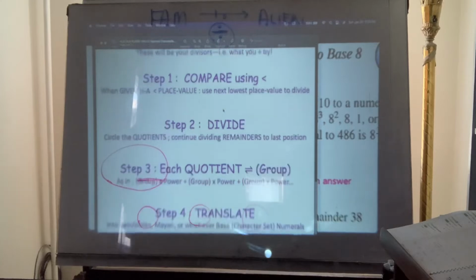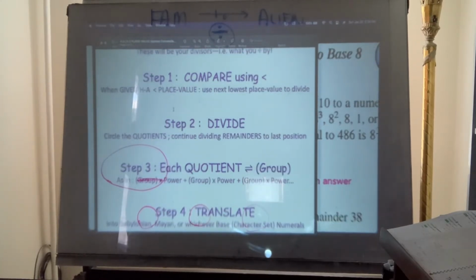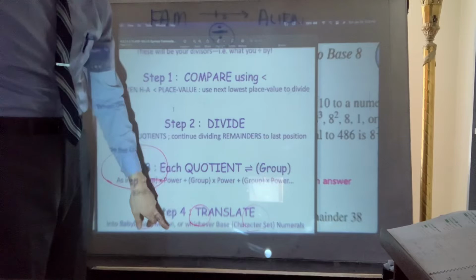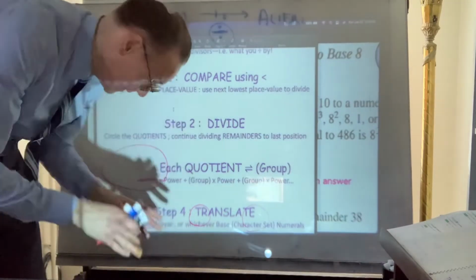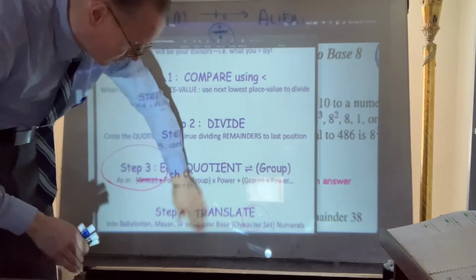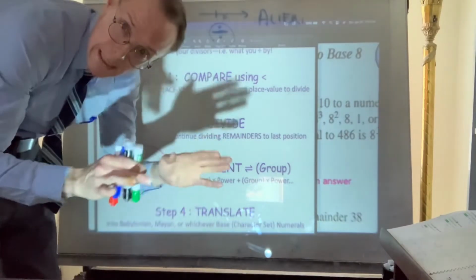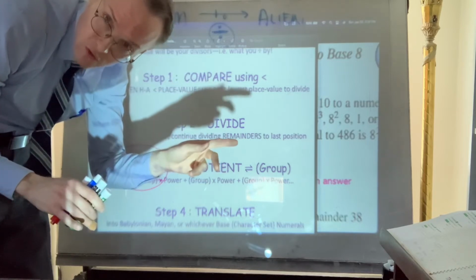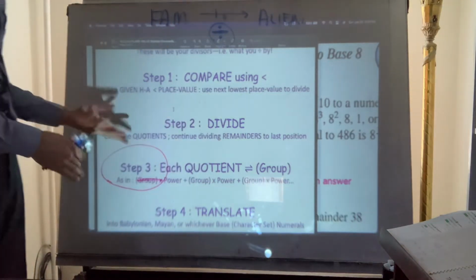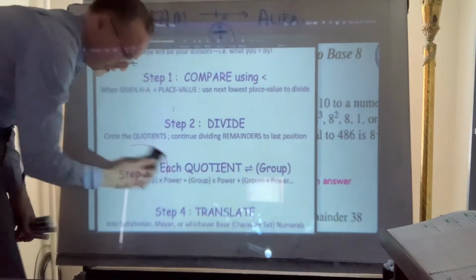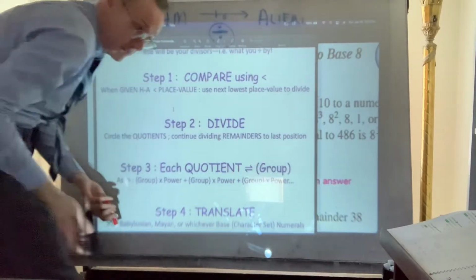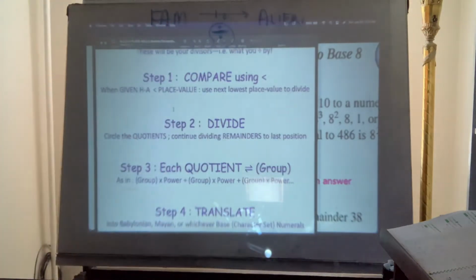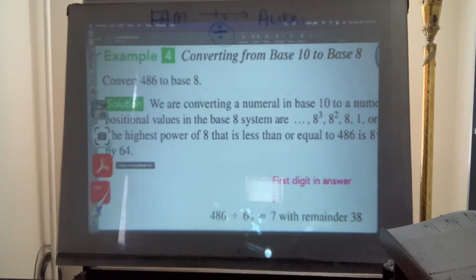You're going to translate. If you were dealing with Babylonian or Mayan, then you would have to translate at that point the groups that you see into the weird alien hieroglyphics of wedges and boomerangs or dots and dashes. But because the systems that we're dealing with now use exactly the same characters, just fewer or more, perhaps some letters, it's not exactly the same thought process. All right, so let's continue.